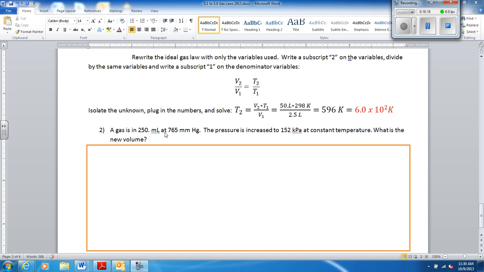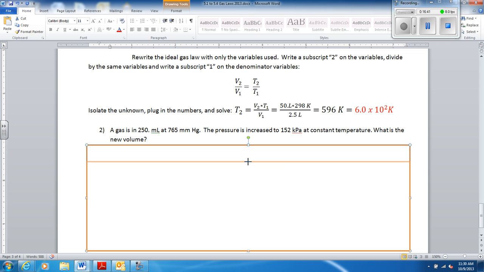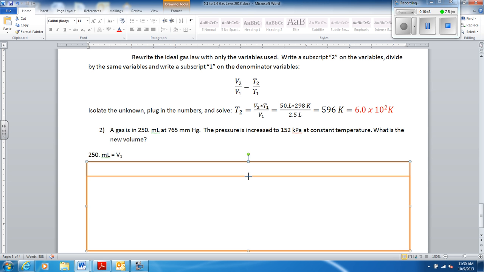All right, last problem. A gas is in 250 milliliters at this pressure unit, and then we increase to a new pressure unit. We want to find a new volume. So notice I've got volume twice, pressure twice. That means I've got a two-state problem. So what do I first do? I identify my variables.